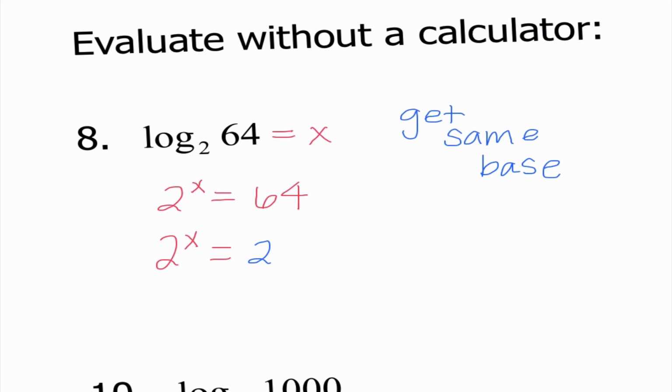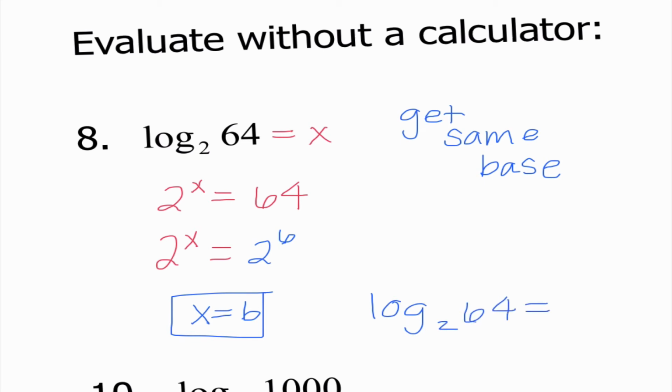So I would mess around on my calculator. I might see, okay, what's 2 to the 4th? What's 2 to the 5th? And I would eventually figure out that 2 to the 6th power is 64. So in this case, I could say x equals 6. You guys could also write log base 2 of 64 equals 6. Either of those two answers is perfect.